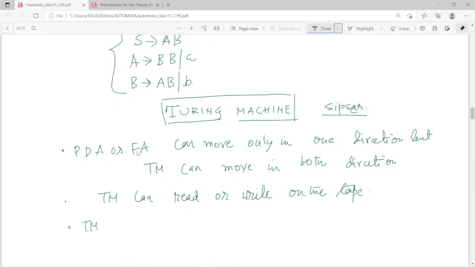That means this Turing machine has a tape, a finite control with read write head.